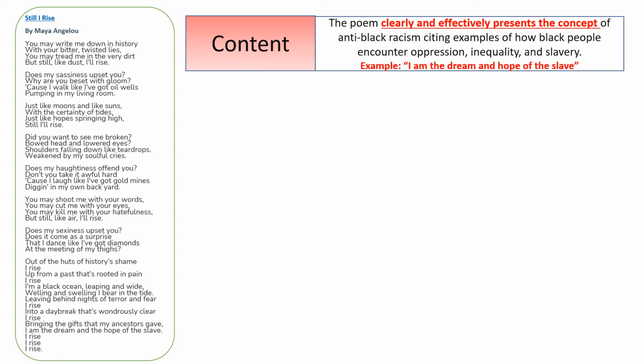This is my observation. The poem clearly and effectively presents the concept of anti-Black racism, citing examples of how Black people encounter oppression, inequality, and slavery. Example line from the poem, "I am the dream and hope of the slave." This line supports the concept about slavery.